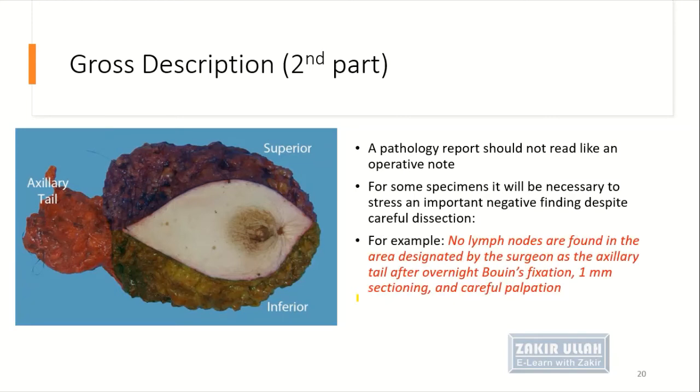For example, in case of mastectomy, no lymph nodes were found in the area designated by the surgeon as the axillary tail, left overnight in Bouin's fixation, with 1 millimeter sectioning and after careful palpation. So this is, for example, the breast specimen: the inferior border, the superior border, and this is the axillary tail. If a surgeon mentioned to check for lymph nodes within this tail, then it should be stated that there were no lymph nodes within the axillary tail.